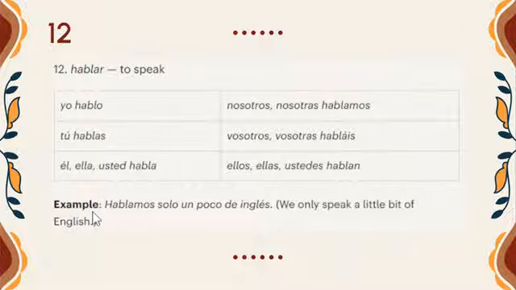And the example they use is very basic, right? "Hablamos solo un poco de inglés." We only speak a little bit of English. You guys might need that, but replace the English with Spanish, and that'll be a good sentence for most of us.